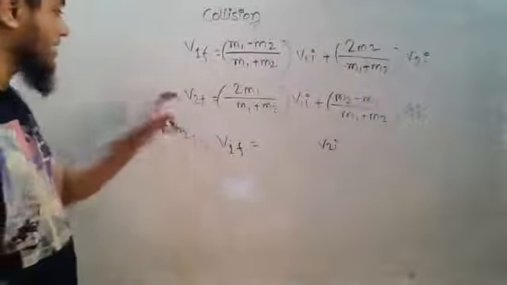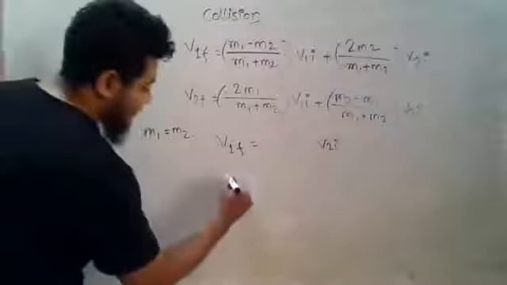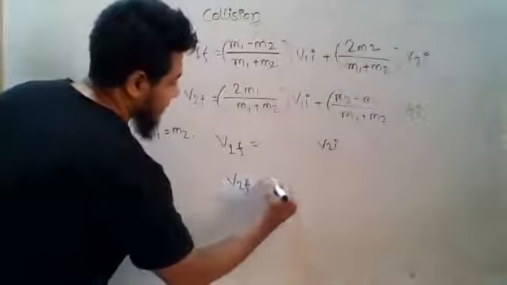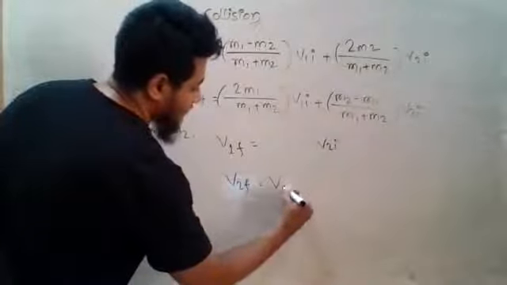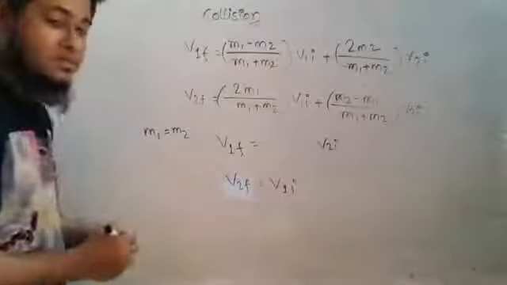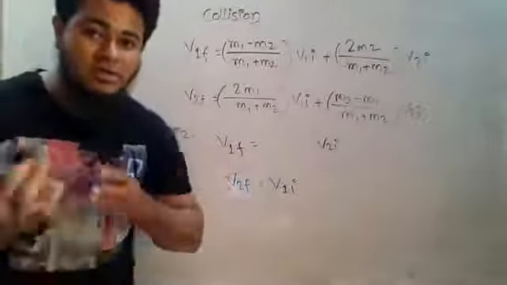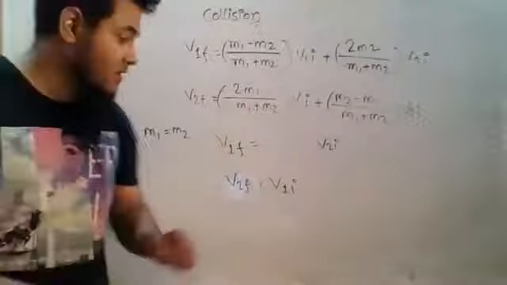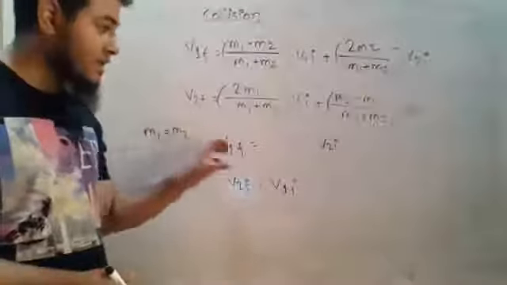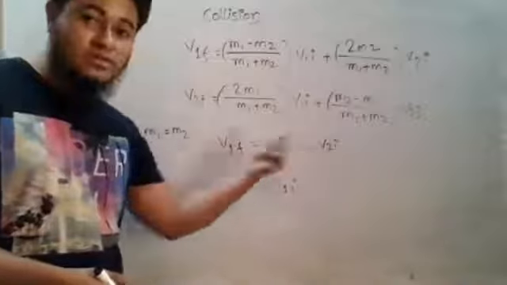And in the case of v2f, you will see that the final velocity of this body has become equal to v1i. That means we understand what is happening here. They are exchanging the velocity. The first body is taking the initial velocity of the second body.